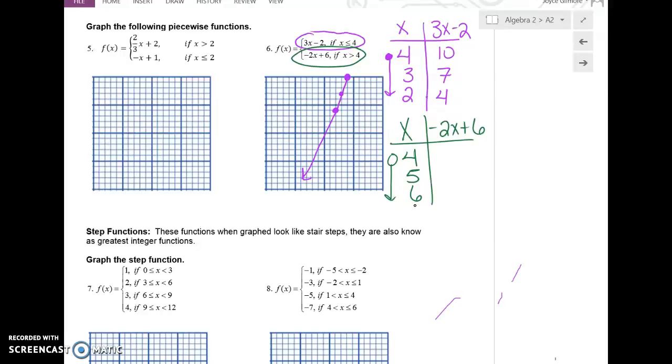Negative 2 times 4 is negative 8. Negative 8 plus 6 is negative 2. Negative 2 times 5 is negative 10. Negative 10 plus 6 is negative 4. Negative 12 plus 6 is negative 6. So plot those points, but be careful because at 4, negative 2, we need to have an open circle.